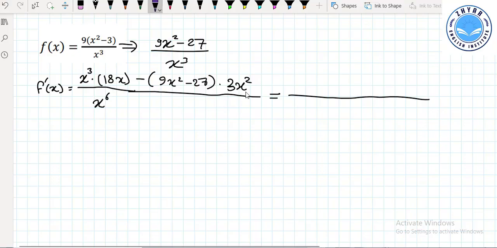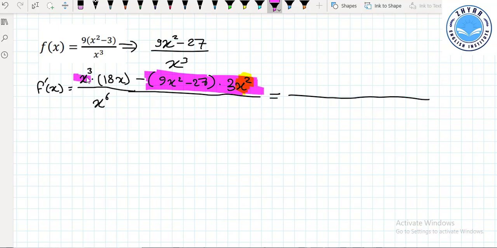X power 2 is common factor. We have x power 2 here. Since this bracket and this term are multiplied, we consider them like one single term. So this x power 2 is common factor. Here we have x power 3. So we can take x power 2 as common factor. What's remaining here is only x.